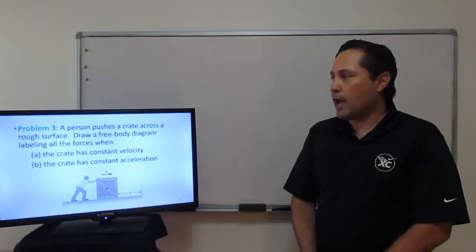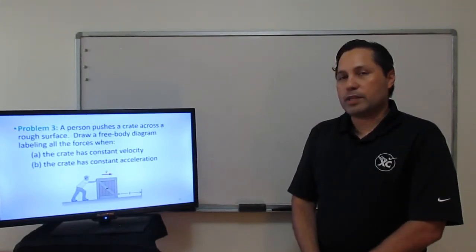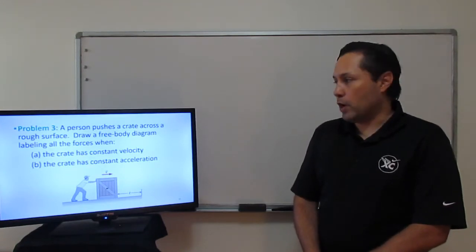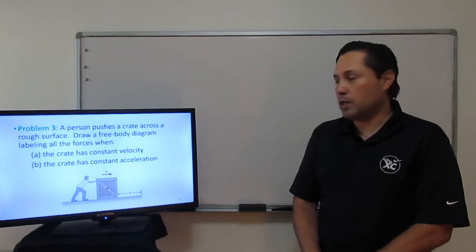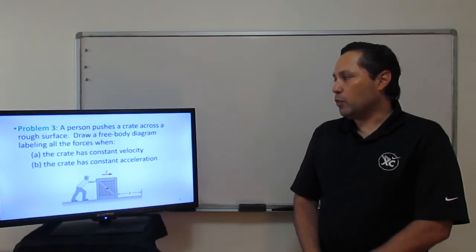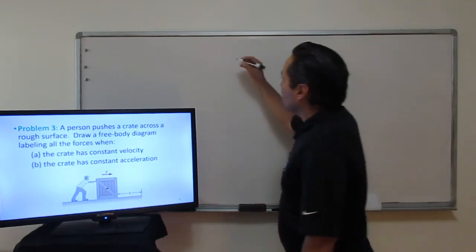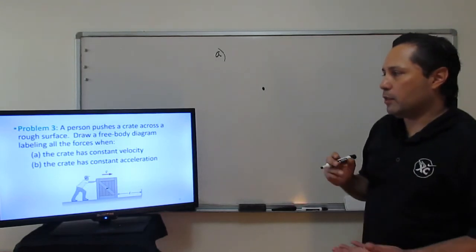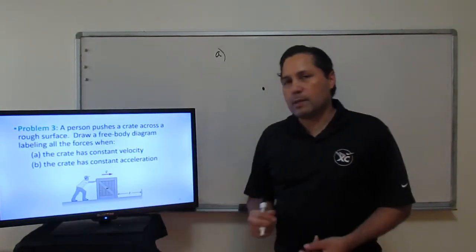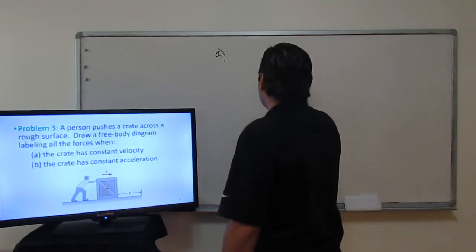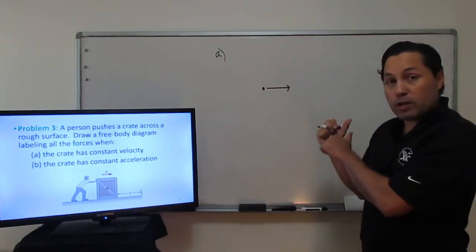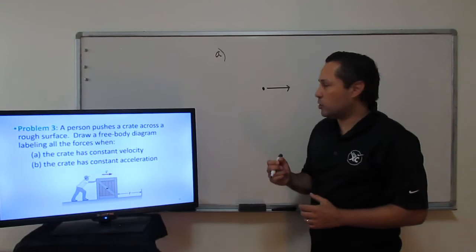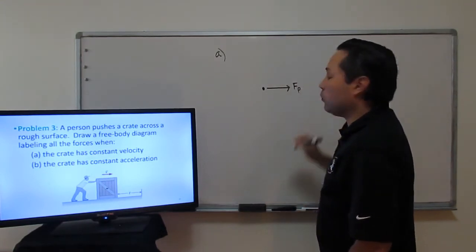Alright, now let's go ahead and take a look at problem number 3. In problem number 3, it says a person pushes a crate across a rough surface. Draw a free body diagram labeling all the forces when A, the crate moves at a constant velocity, and B, when the crate moves with a constant acceleration. So let's go ahead and start. I'm going to put my free body diagram, which is just a dot. Alright, and the forces acting on it. Well, one of the forces is a man pushing on this box. So I'm going to put it in the direction that they're pushing, starting from the object going out, the arrow. And the length of the arrow represents the magnitude. And so I'm going to label it FP for force push.